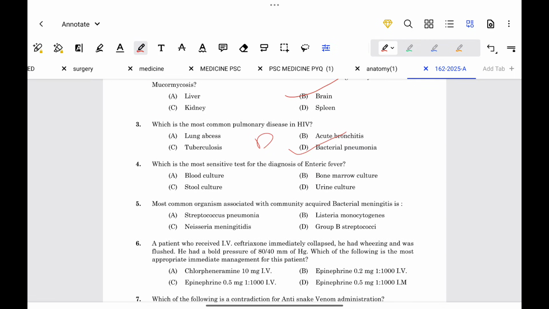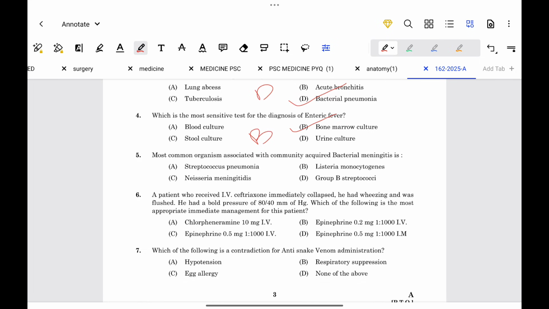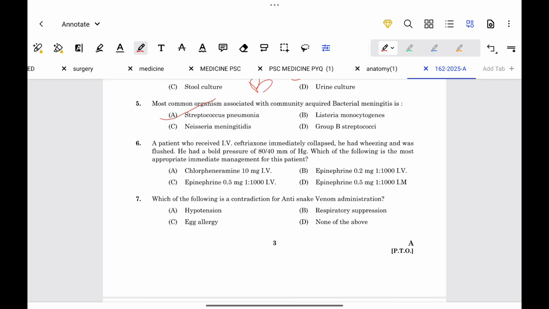Next question. Which is the most sensitive test for the diagnosis of enteric fever? It is bone marrow culture. Option B. Next, most common organism associated with community acquired bacterial meningitis? It is Streptococcus pneumoniae.